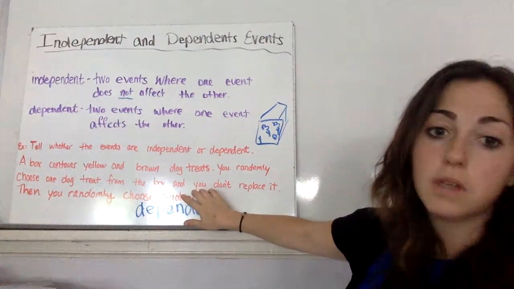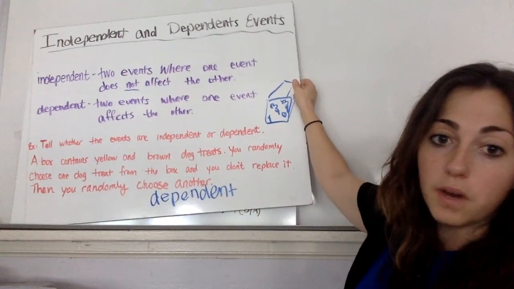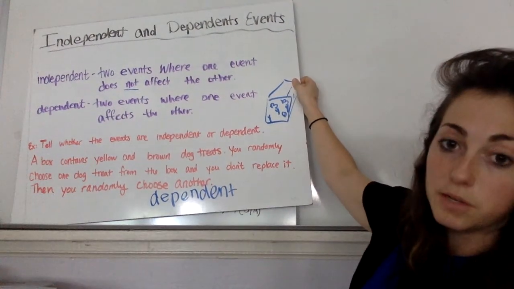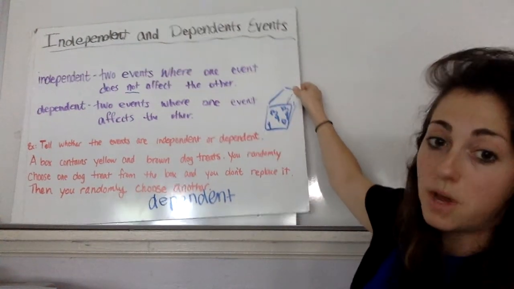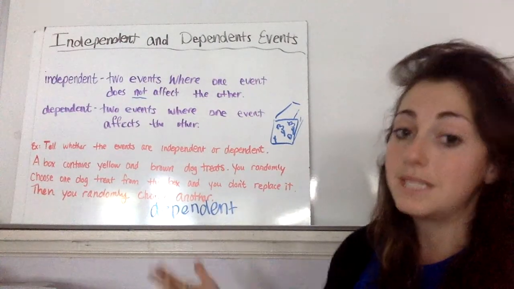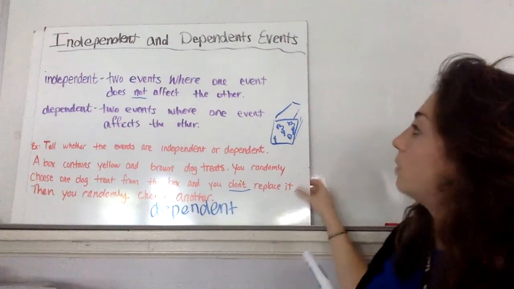We can't actually do the math because there are no numbers with this. They're just asking you whether, if you randomly choose any dog treat and randomly choose another, it's independent or dependent. So basically, if the denominator changed, it's dependent. If you don't replace it, it's dependent. All right, cool.